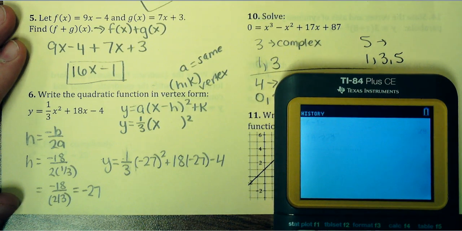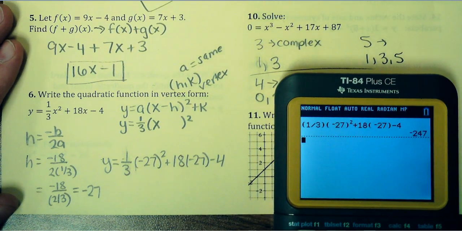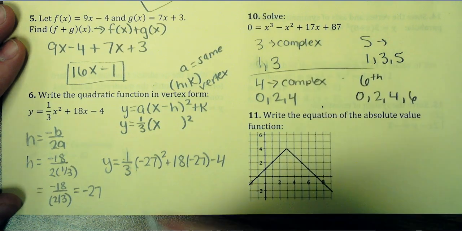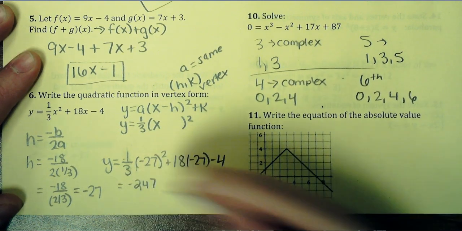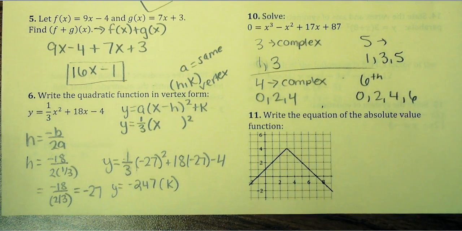As you're doing this problem, let's put the 1/3 in parentheses just in case, times negative 27 squared on the outside. That's really important, otherwise it'll not give you a positive number, which it should. So 1/3 times negative 27 squared plus 18 times negative 27, and then minus 4. Just go ahead and hit equals. And you get a huge number here, negative 247. That's going to be the y-coordinate of the vertex. This is also the value for k.